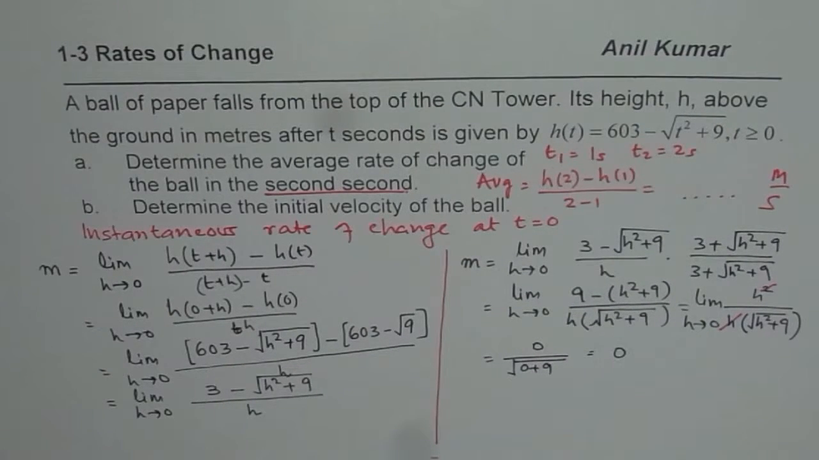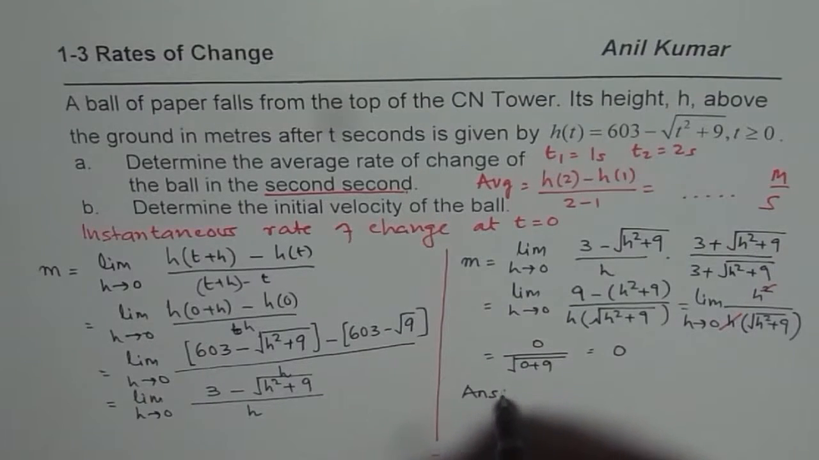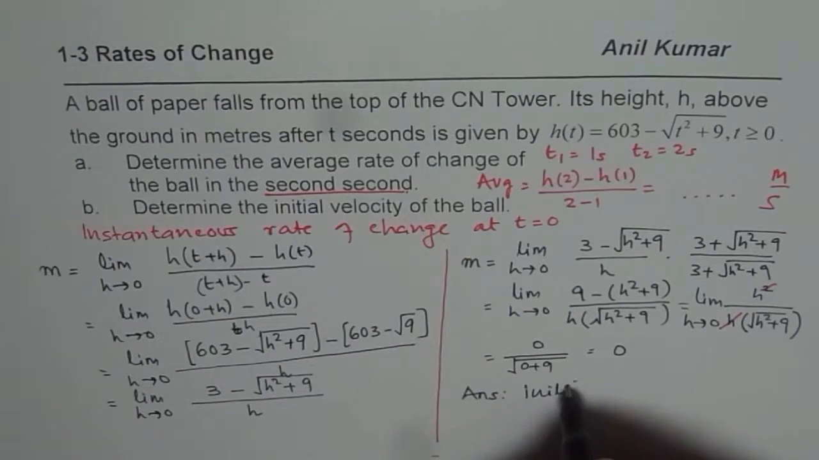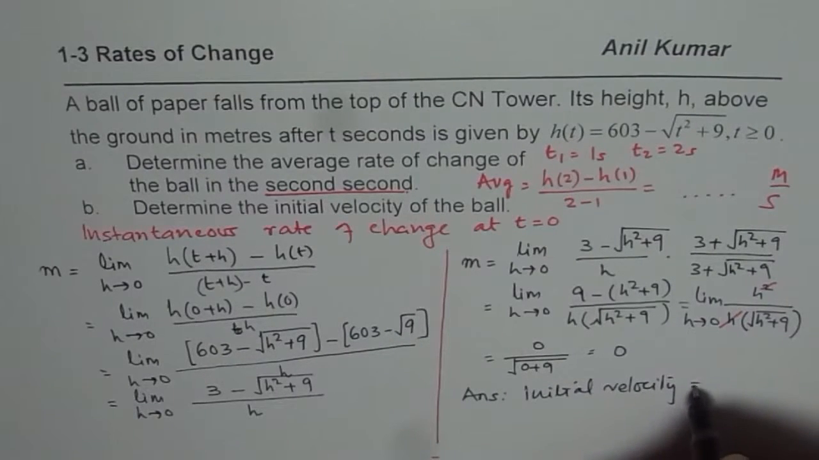And therefore we get that the initial velocity of the ball should be 0, right? So that gives us the initial velocity. The answer is that the initial velocity is equal to 0 meters per second.